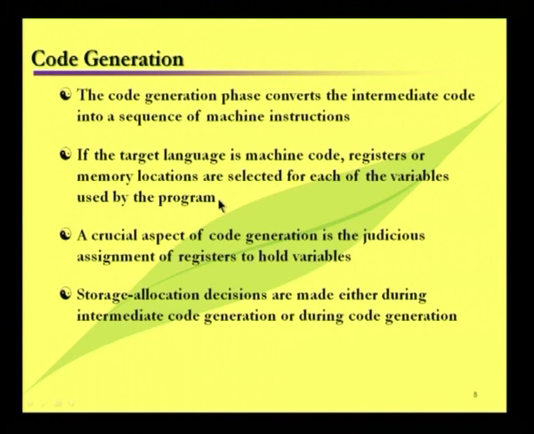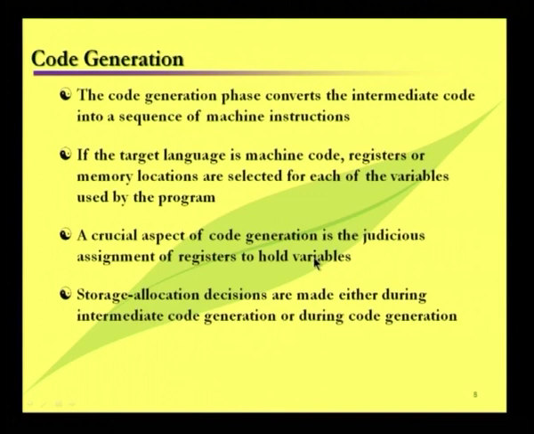So, if we are very sure that machine code is going to be the target language, then you find out the registers for the various variables, and find out the memory to be assigned for the various variables which are going to be used by the program. Another important aspect of code generation is the judicious assignment of registers to hold the variables. So, the proper set of registers must be used for the variables in your code. Storage allocation decisions are made either during intermediate code generation or during the code generation phase also. So, that is about code generation.